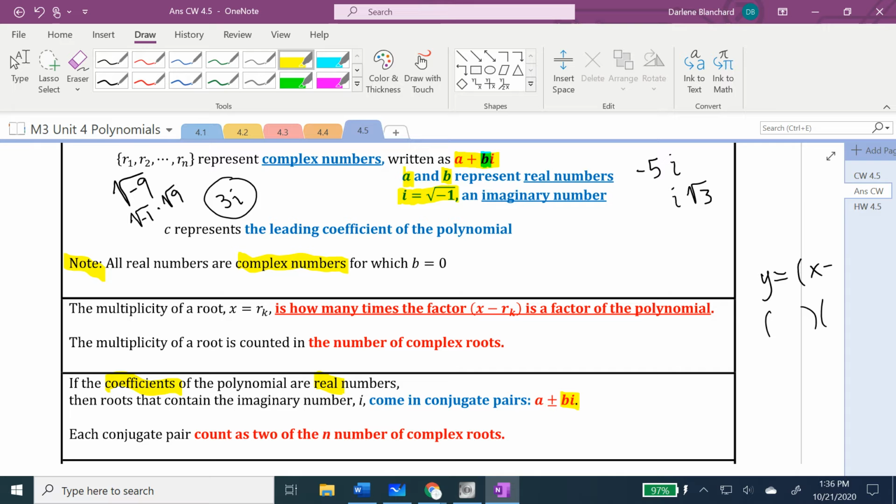And we're going to look at that in just a moment. But know that each of these conjugate pairs are 2 roots. So when you are told that a polynomial of degree n has n complex roots, that is every one.